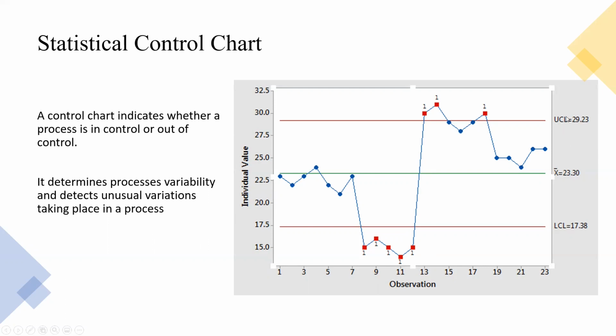UCL is normally termed the upper control limit, and LCL the lower control limit. That is how measures of variability are normally used in statistical control, just to give a few examples. Now let's see what the different types of measures of variability are.